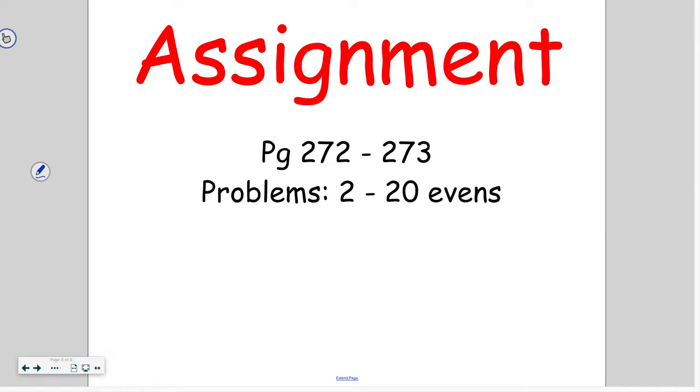Your homework is on pages 272 and 273, problems 2 through 20 evens. Again, make sure that there are labels on every single one of your final answers. If the labels are not there, it is going to be counted as incorrect.